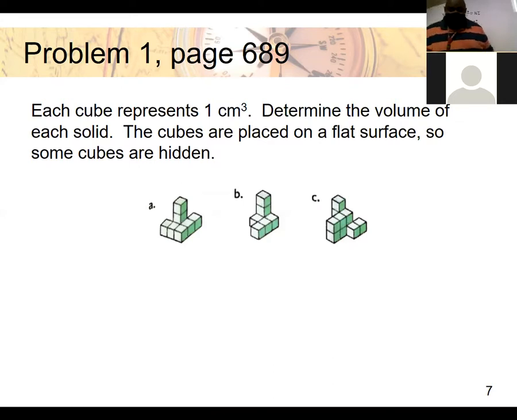And then part B. If you look at part B, I do see 1, 2, 3, and then there's 4, 5, and 6. But there's one underneath these two that's holding those two up. So that's a total of 7 cubic centimeters.